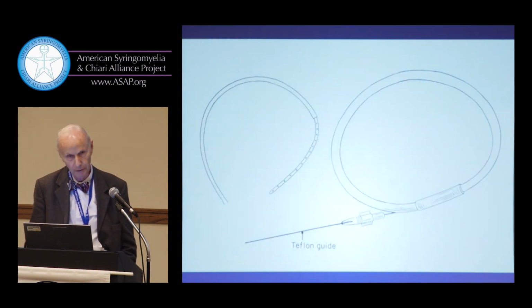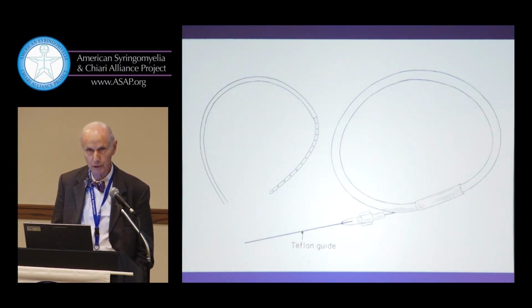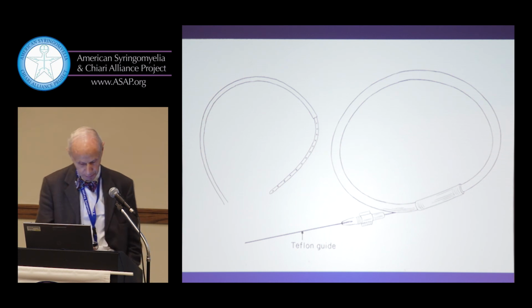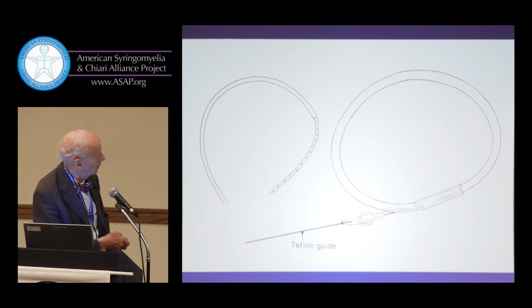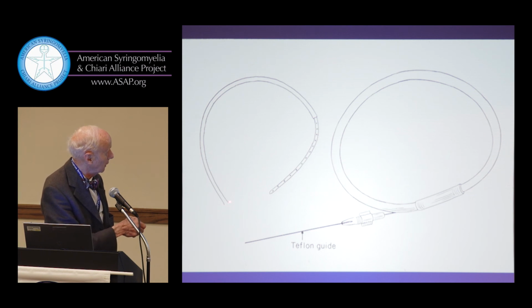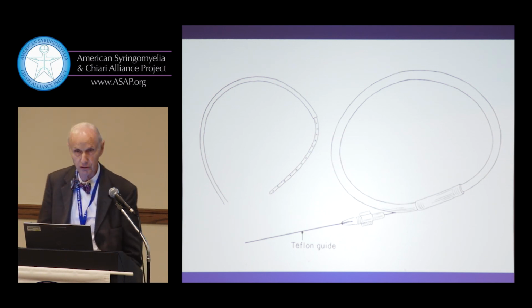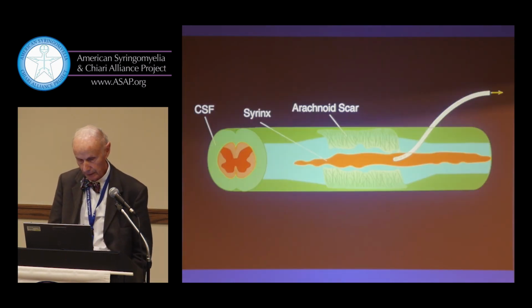Shunting of a syrinx cavity, which used to be our mainstay of treatment, is still performed rarely with a multi-perforated shunt, such as you see here, where we put the end with multiple openings into the syrinx cavity and thread it in, and then leave the far end either in the subarachnoid space, or we hook it up to a tube that goes into the chest or into the peritoneal cavity. And this is just a cartoon to show you how that works.